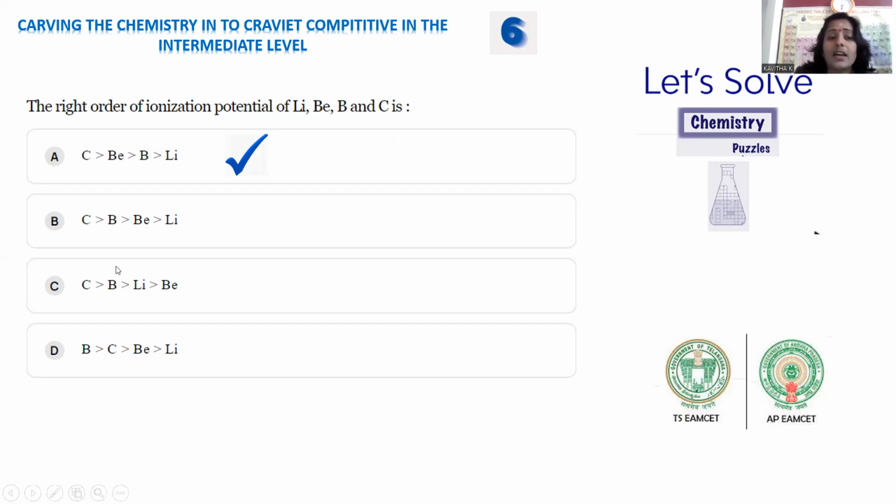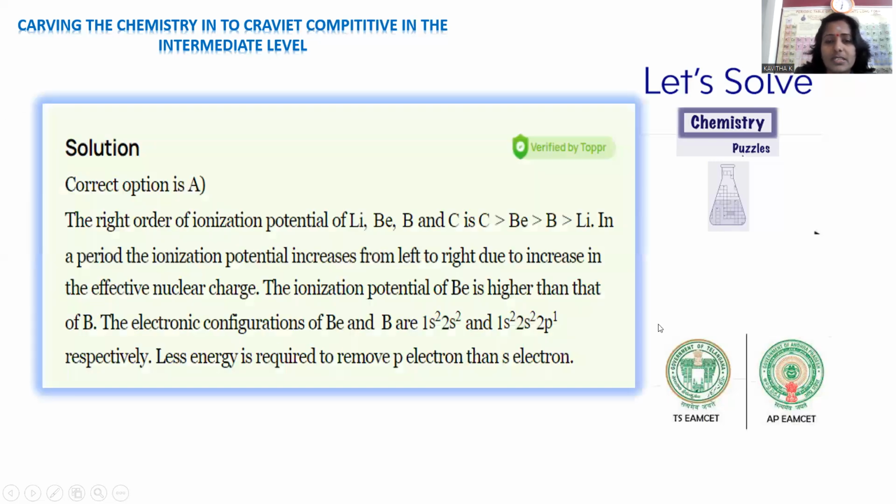So the correct order must be, least for lithium, followed by beryllium, followed by boron, followed by carbon. This should be the order, but there is a certain change in it. Lithium followed by boron, followed by beryllium and carbon is given. Let's see why this is the order. The reason is, carbon, beryllium, boron, lithium, gradually the ionization potential values are decreasing, because beryllium's electronic configuration is 1s2 2s2. Boron's electronic configuration is 1s2 2s2 2p1.